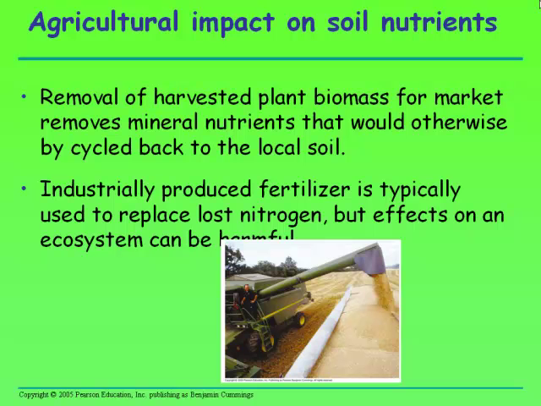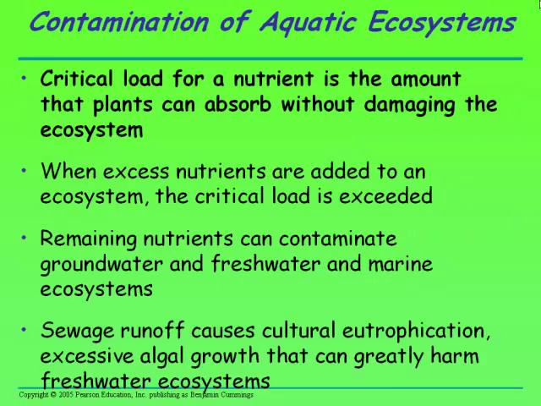Removal of harvested plant biomass for market also removes mineral nutrients that would otherwise be cycled back to the soil when the plants die and become detritus. So industrially produced fertilizer is typically used to replace lost nitrogen, but the effects can be harmful because it's straight nitrogen.